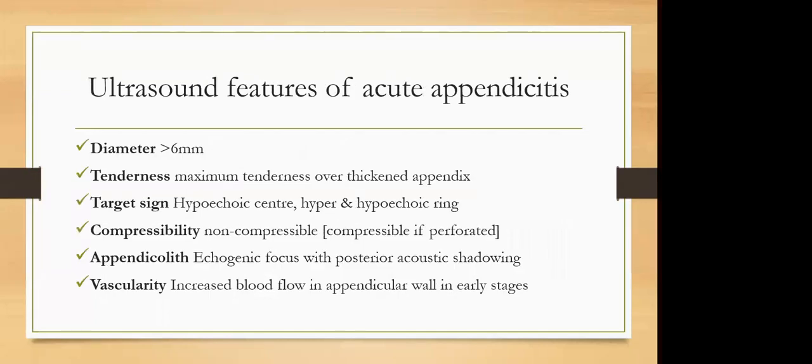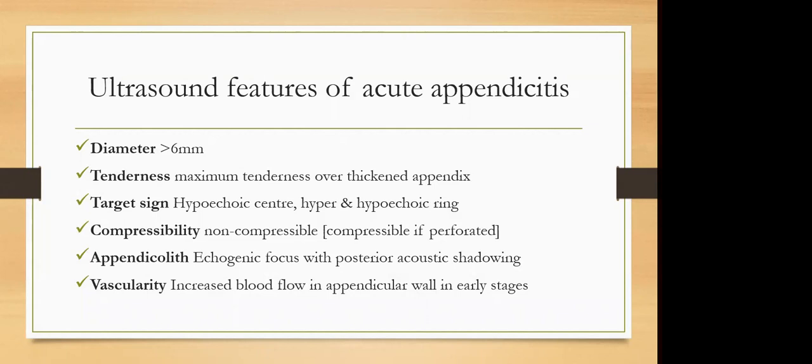So we look at the ultrasound features of acute appendicitis. In terms of the diameter, it's more than 6 millimeters. And then tenderness: there's maximum tenderness over the thickened appendix. And there's the target sign: you see a hyperechoic center and a hyperechoic ring. Compressibility: it's not compressible. It's only compressible if it has perforated. Appendicolith: echogenic focus with posterior acoustic shadowing. And vascularity: there's increased blood flow in the appendiceal wall in early stages.